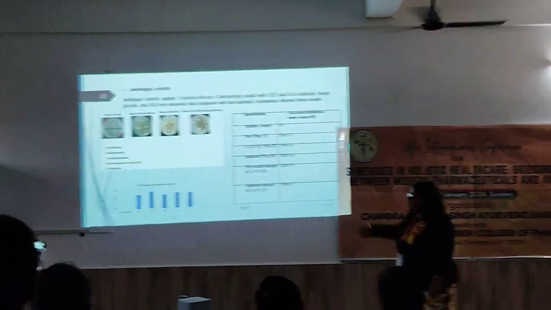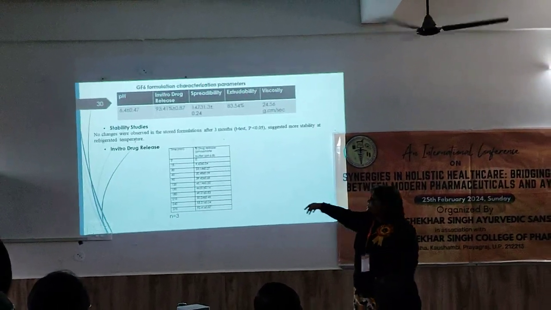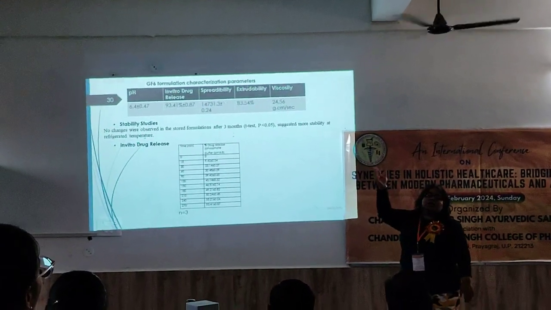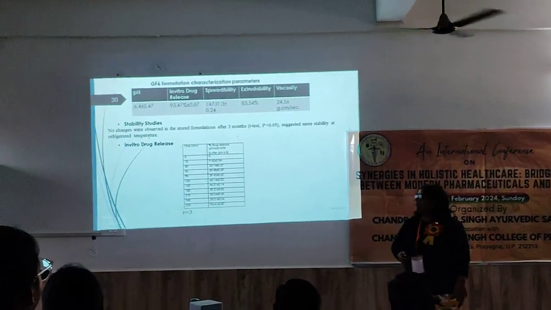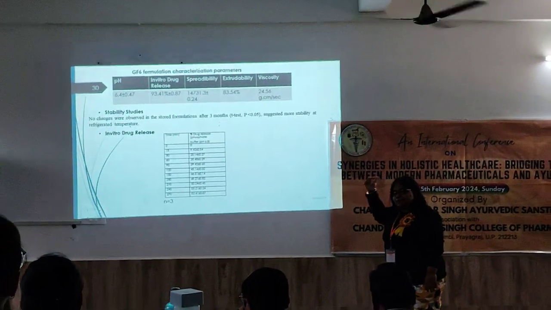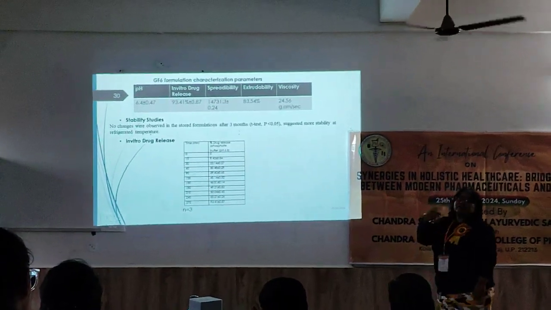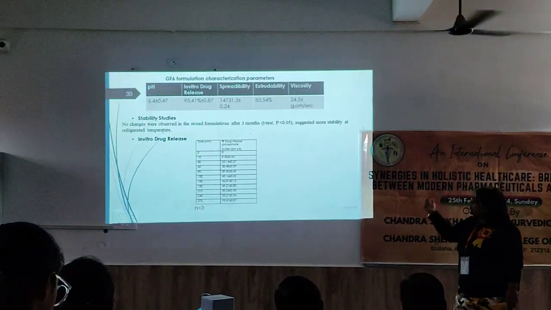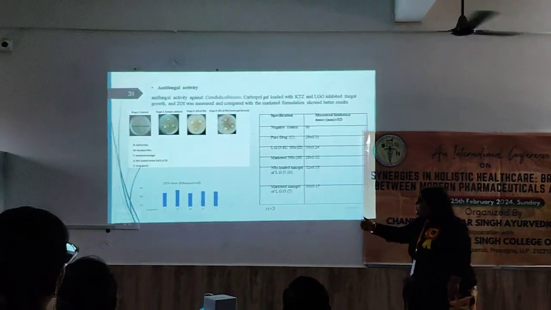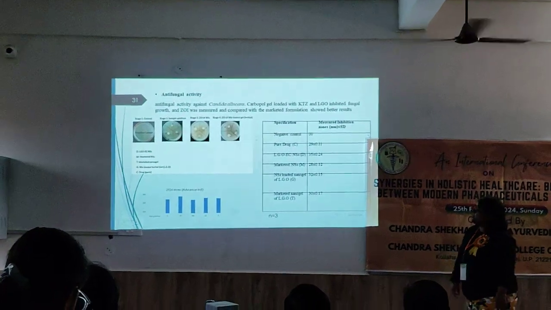As we have optimized the final formulation, that is F6, we have prepared the topical formulation, that is a gel, using a Carbopol base, and evaluated pH value and in vitro drug release. My formulation, after the accelerated stability study as per the ICH guidelines, suggested more stability in refrigerated conditions. These are the antifungal results of the formulations. As we can see, we have measured the zone of inhibition.